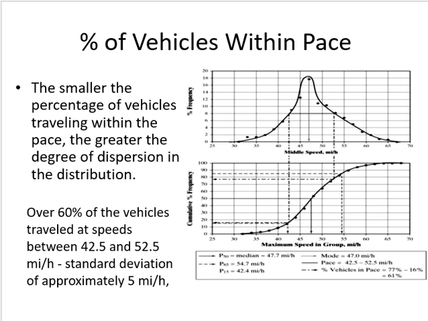Next measure of dispersion is percentage of vehicles in the pace range. So we already found the pace, right? The pace is between 42.5 and 52.5. We already know this. Now what we want to know is how many drivers are in this range. We know they are higher than other ranges. We know, but how much is it?